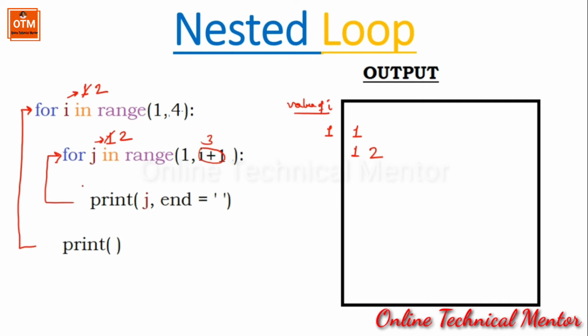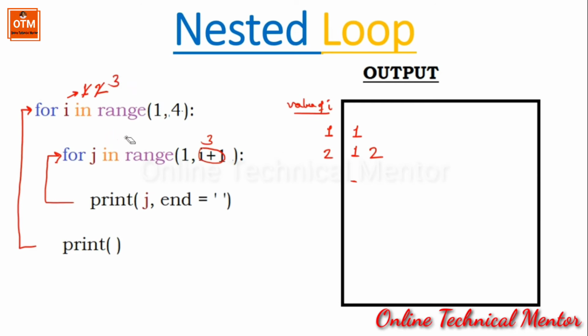Now that's all for the j loop. After 2 iterations, the j loop will terminate because it will not execute for j equal to 3. So let's come out from the j loop. Look, there is a blank print statement. That means the control will move to the next line. So this 1 2 is for i equal to 2. Now again move back to the for i loop line. This time the value of i will be 3.